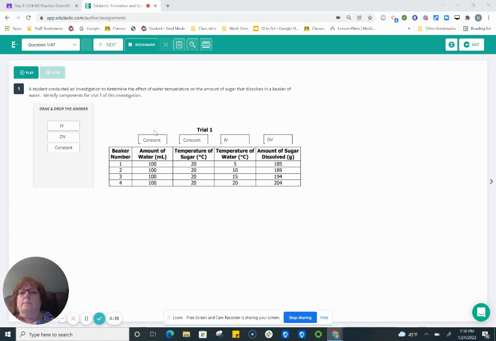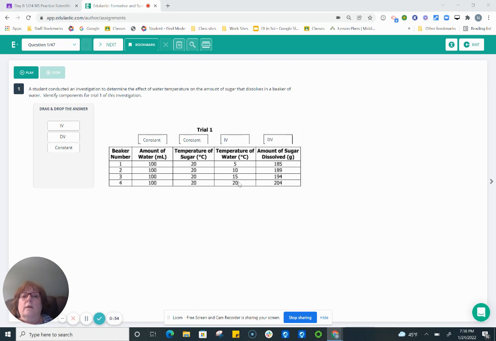So, number one, they're wanting you to identify what the independent variables are, the dependent variables, and the constants. The constants are something that's same for all trials. And so here you can see that the amount of water and the temperature are the same.